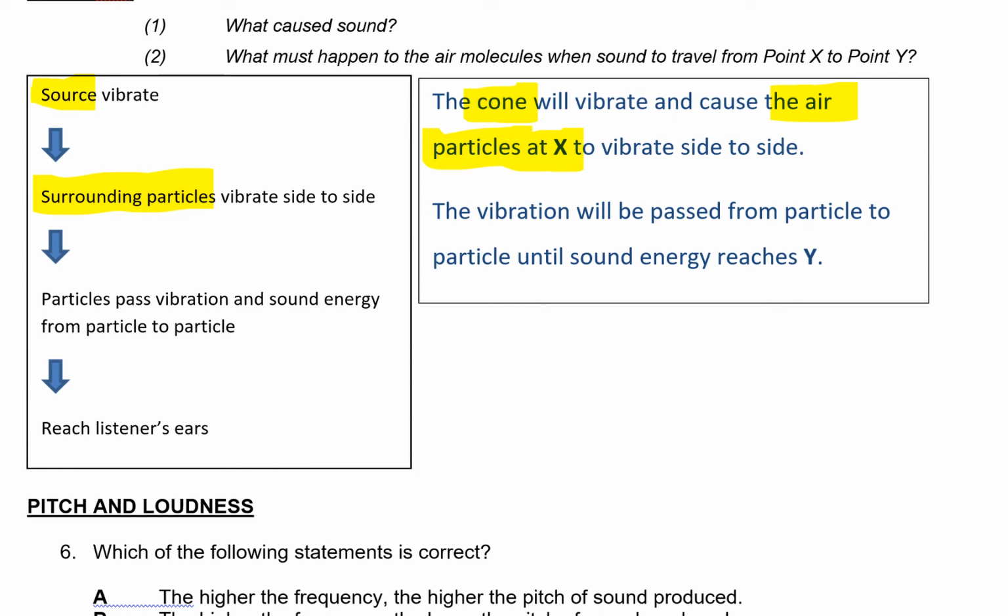So check your own answer and make sure you have included words like X and Y, because that's what the question asked for. So you will cause air particles at X to vibrate. The vibration will then be passed from particle to particle until it reaches Y. Okay, in this case, instead of the listener's ears, depends on the question. It could be another point in the room, or in this case, it is Y. So please answer to the context of the question.